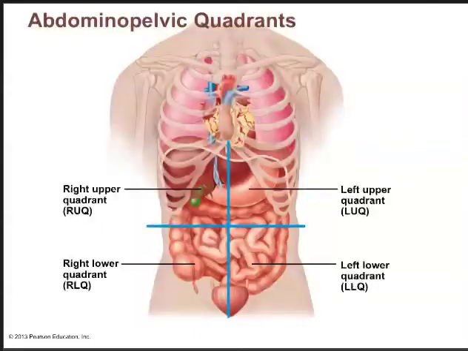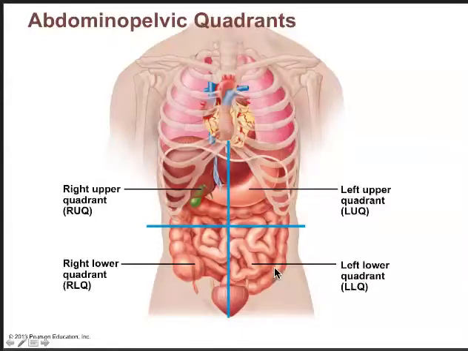Now, one of the things that we can do in order to have a map of the human body that's meaningful in terms of communicating between doctors and nurses and other clinicians, the chief complaint of the patient, is to divide the abdominal pelvic cavity into quadrants. And you can see here that we can chop it into a 4-square grid: the right upper quadrant, the left upper quadrant, the right lower and left lower quadrant.